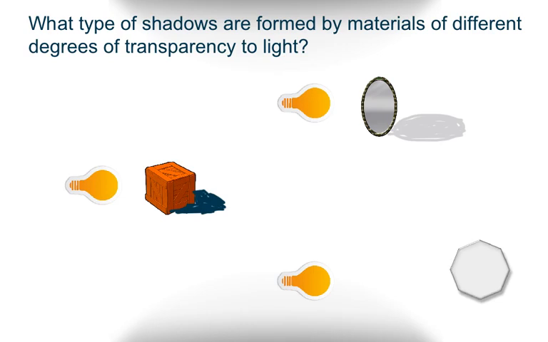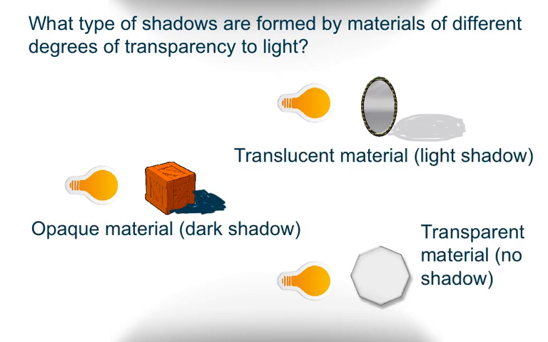And if it were a transparent material like this, and we put it in front of the light source, then the shadow formed will be very, very light. And sometimes we cannot see the shadow clearly at all. So that's why we sometimes say that transparent materials don't form any shadow. So in primary science, we will say that opaque materials form a dark shadow, translucent materials form light shadows, and transparent materials, since the shadow formed is very, very light, we just say that they have no shadows.